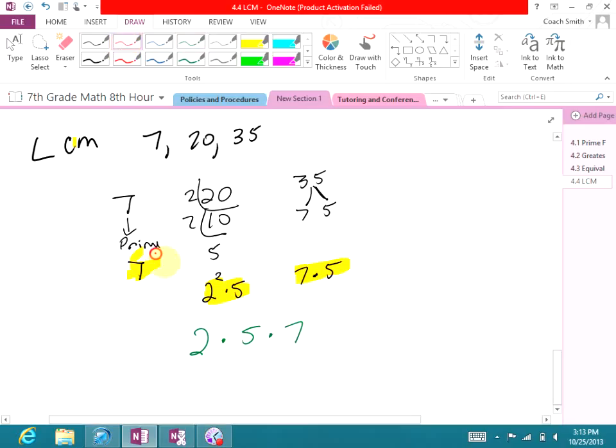I have 7 to the first power, no 7, 7 to the first. So I have to use it to the first power. I have 2 to the second, no 2, no 2. So I got to use 2 to the second. I have 5 to the first, 5 to the first, no 5. So I got to use it 5 to the first.